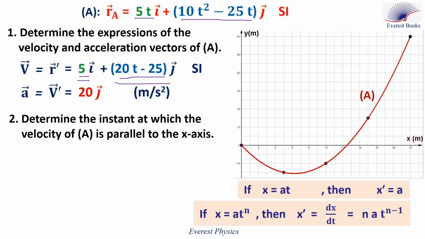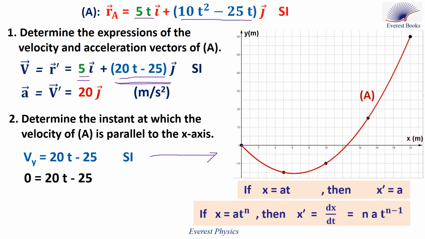Number 2. Determine the instant at which the velocity of A is parallel to the x-axis. When the velocity is parallel to the x-axis, that means it has no component along the y-axis, so vy equals 0. But vy is given by 20t minus 25. So replace vy by 0, then 0 equals 20t minus 25. This is going to be t equals 1.25 seconds.